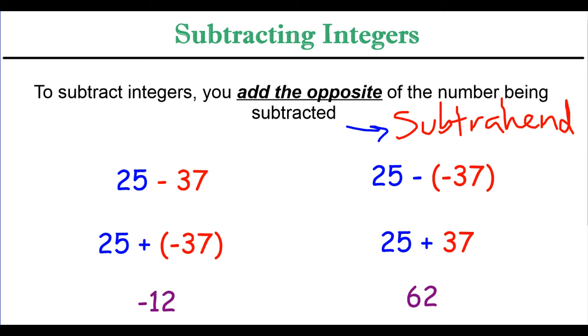But the blue number here, the first number that is having something taken away from it with subtraction, is called the minuend. The red one is called the subtrahend. So go ahead, pause the video, and write down this process right here. To subtract integers, you add the opposite of the subtrahend.